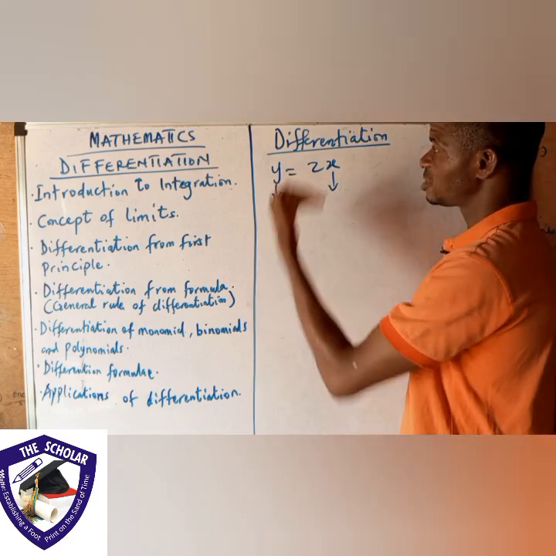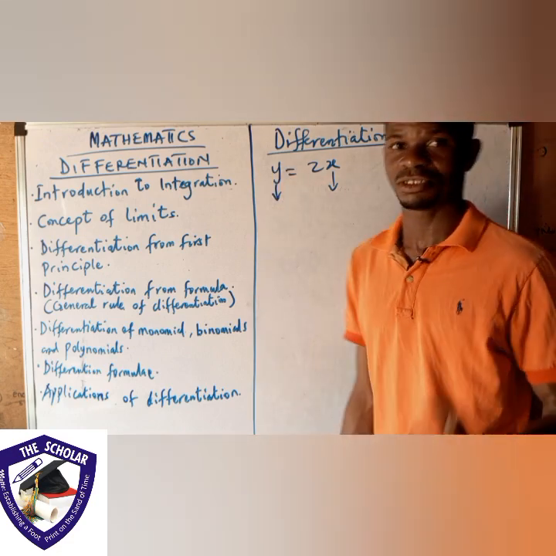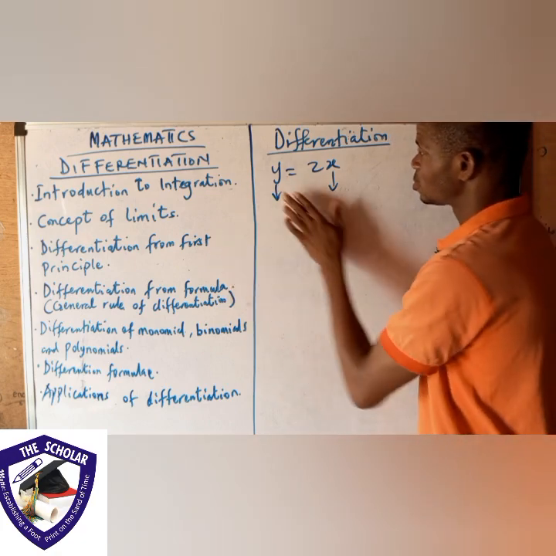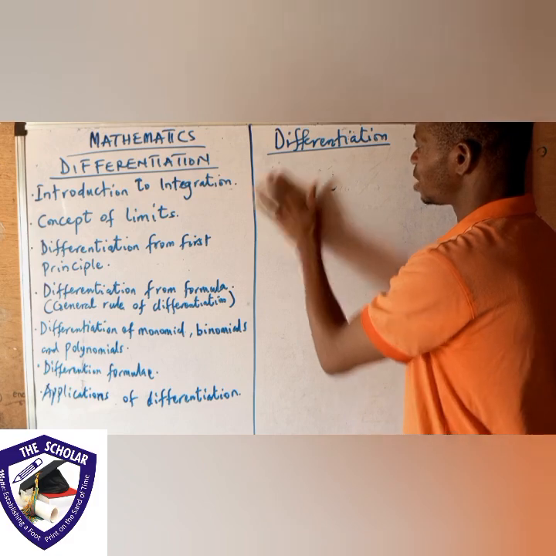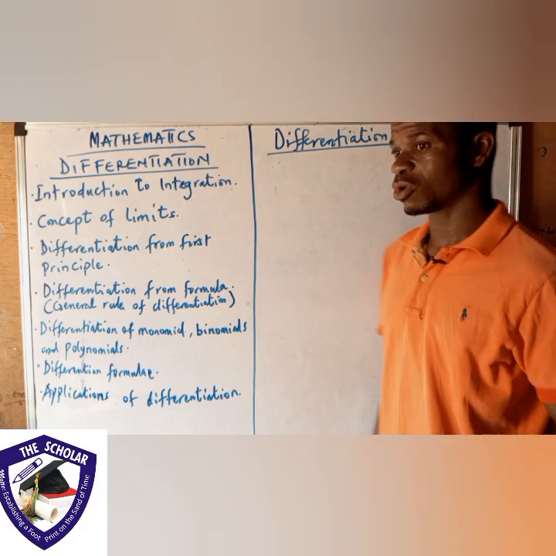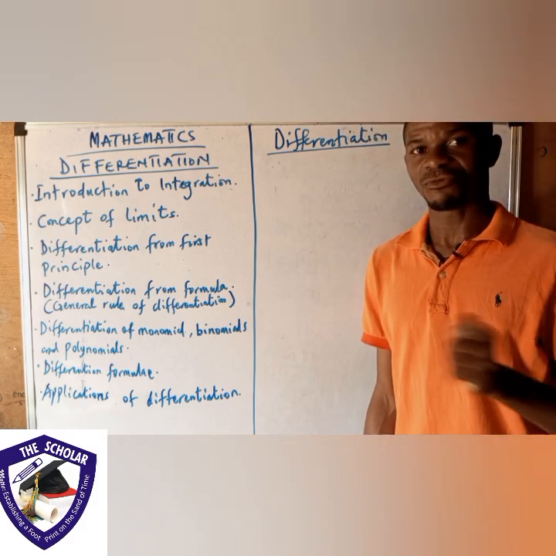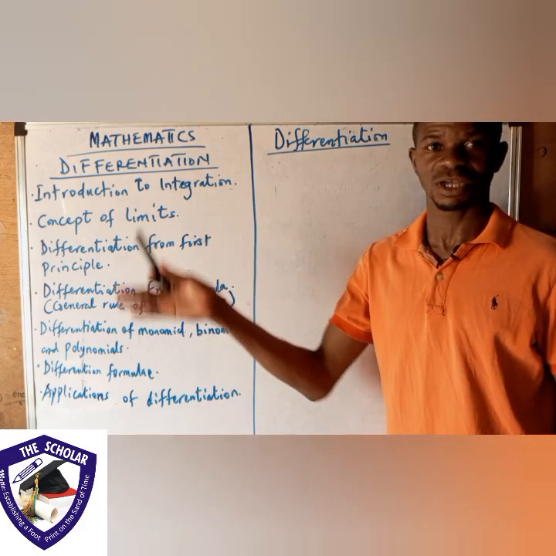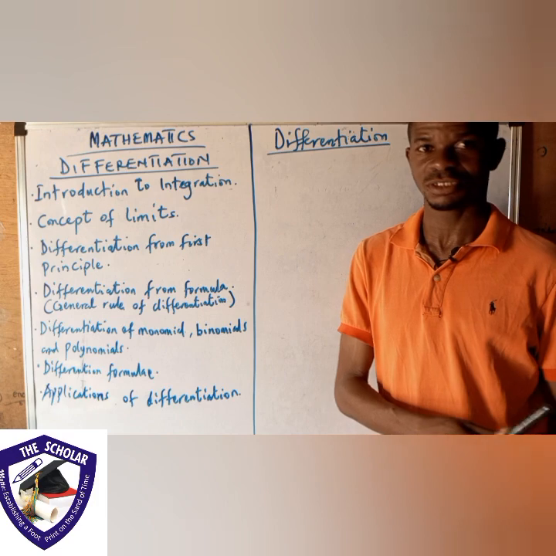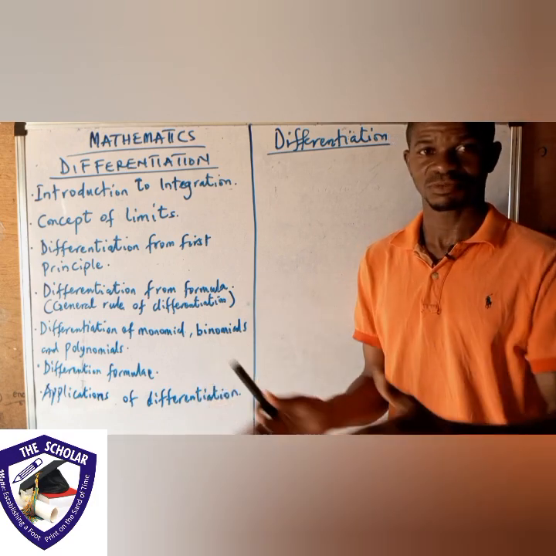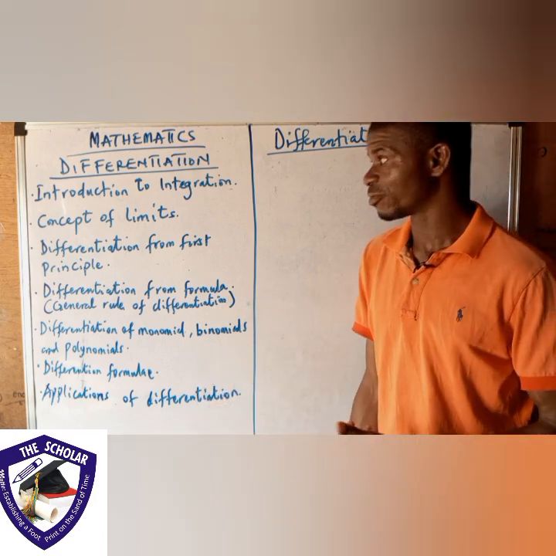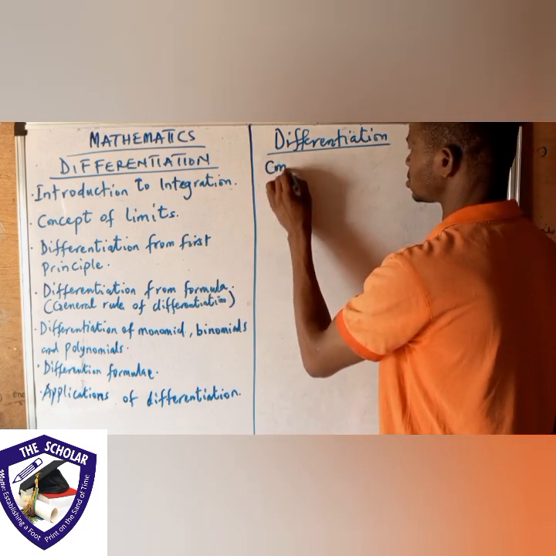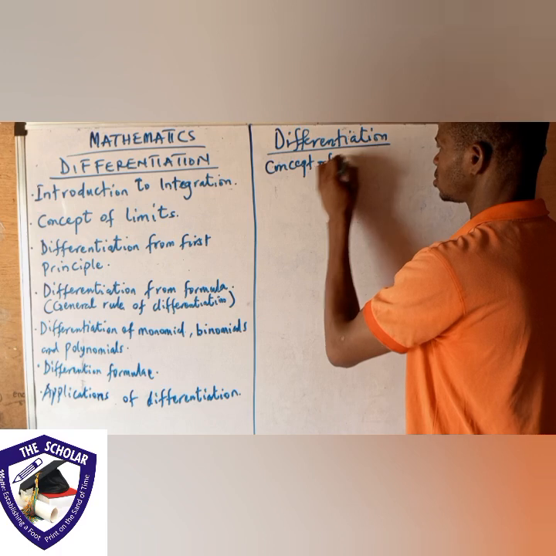So anytime we talk about differentiation, it means we are evaluating two variables side by side. Now, differentiation is an aspect of mathematics that has to do with the change in one variable with respect to another variable. For example, change in price with respect to quantity, or change in supply with respect to quantity, and so on and so forth. So let's now look at the concept of limit. That was the first aspect. Concept of limit.